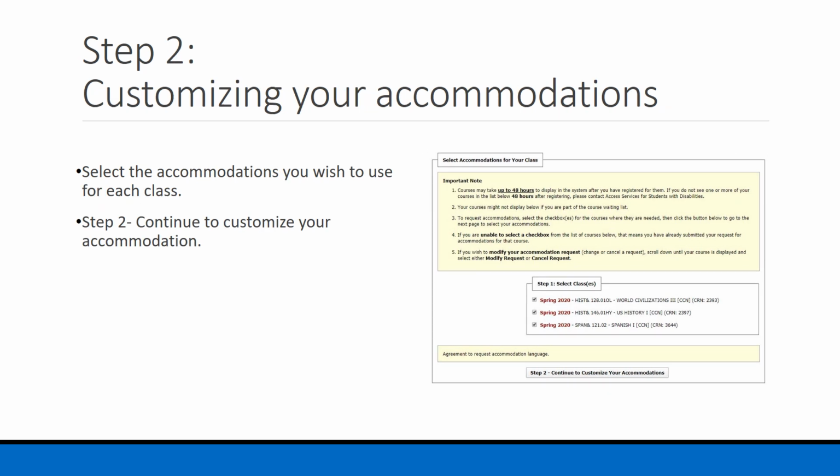Step 2. Customizing your accommodations. Select the accommodations you wish to use for each class by checking the box in front of each choice. Click Step 2 to continue customizing your accommodation.